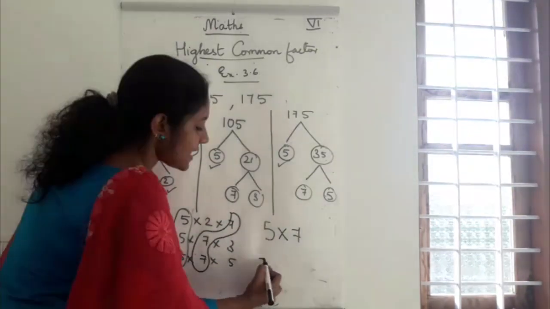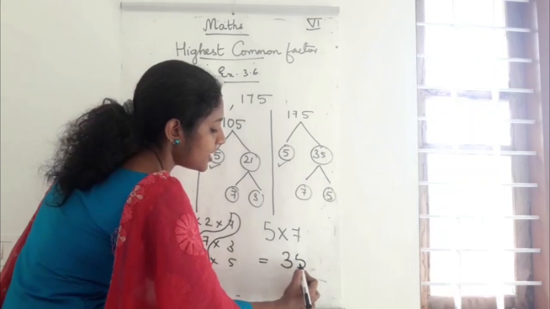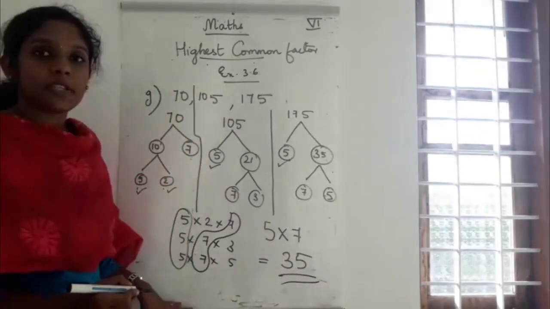So 5 into 7 is 35. So 35 is the highest common factor of the 3 numbers.